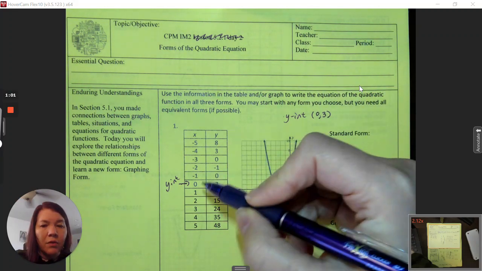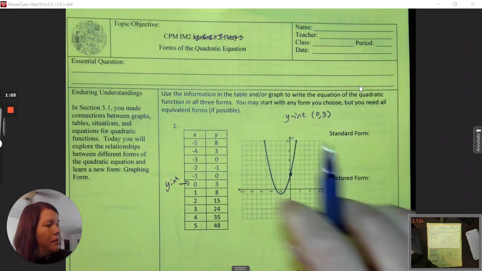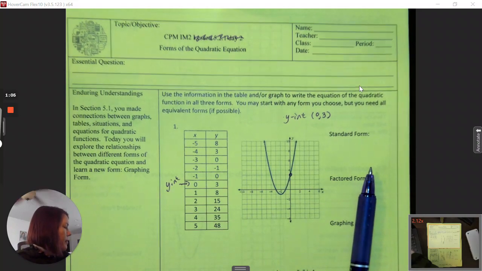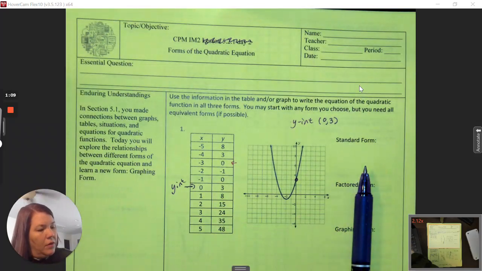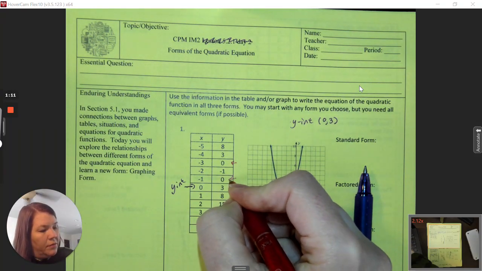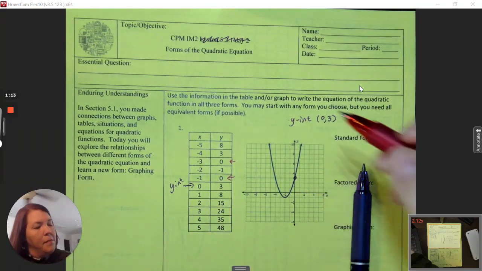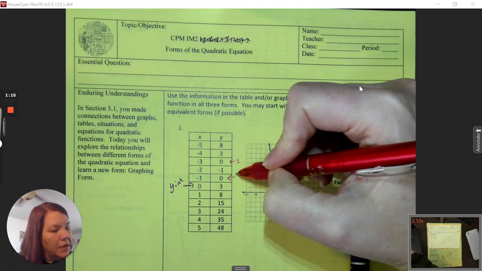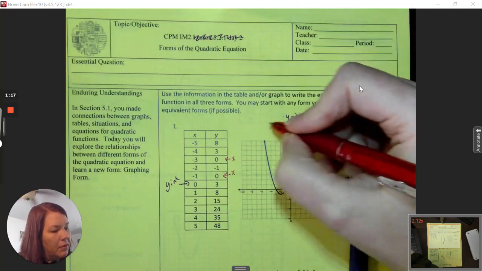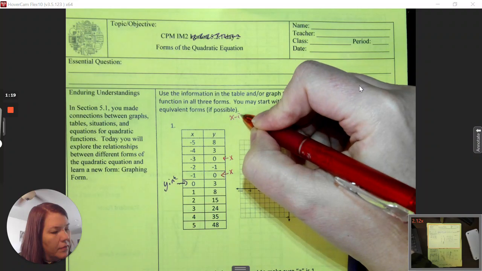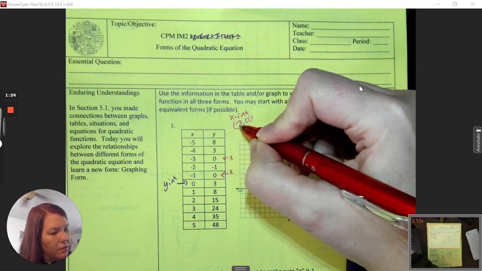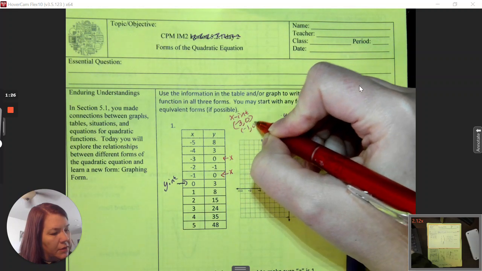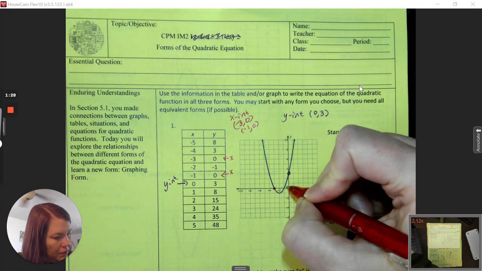I notice the x-intercepts. Here they are right there, and there's the other one. Okay, so those are the x-intercepts, and I'll write them down up here as well: (-3, 0) and (-1, 0). I can also see both of those on my graph.